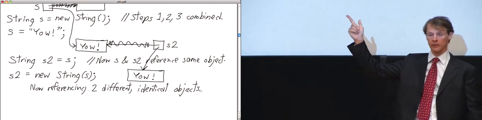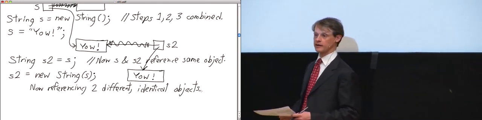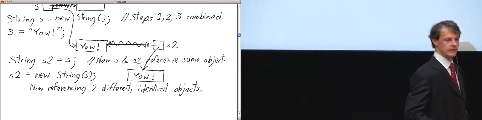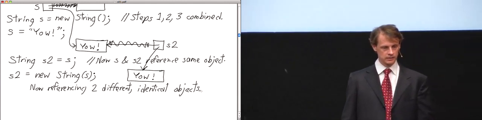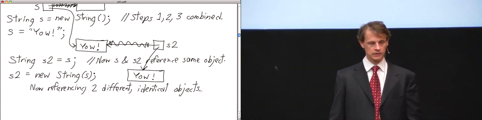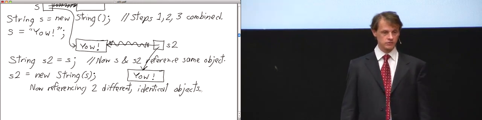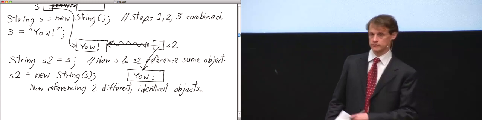Meanwhile, S still points to the original string. S2 points to the new one. They're identical, but they're different objects. In the first example, was S2 referencing S1, or was S2 referencing S, or was it referencing what S was referencing? So, for example, if you change what S equals, would S2 change as well? In the first example, if you changed what S equaled, then no, S2 would not change as well.